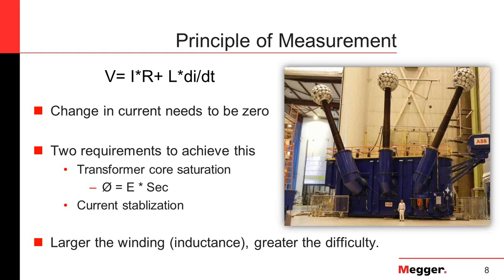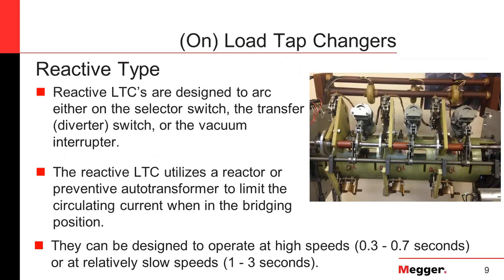Once we do know that we have that, we also need to understand a little bit about what we're testing. And in that case, we want to typically discuss on-load tap changers. So the first type we'll talk about today are reactive type. Now they're designed to take the energy and minimize the amount of current that passes through the winding as we're trying to change the tap.